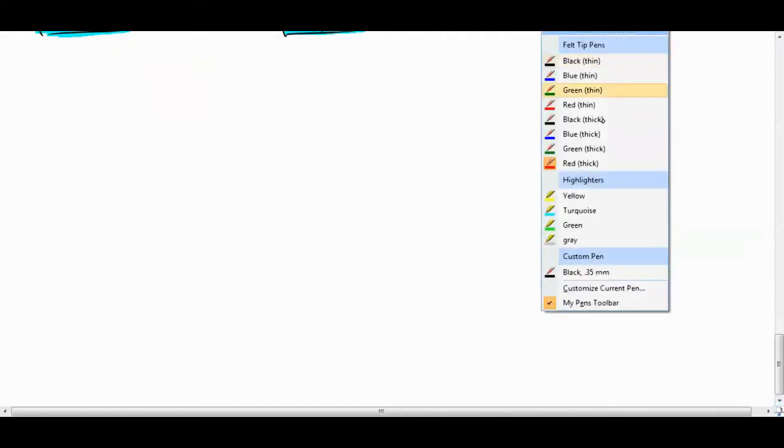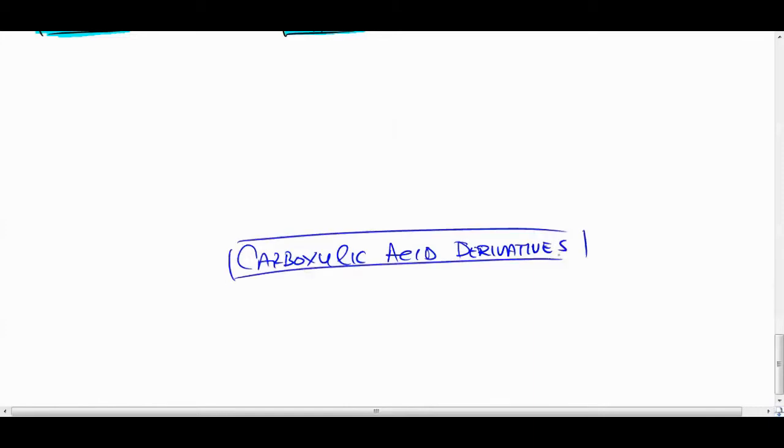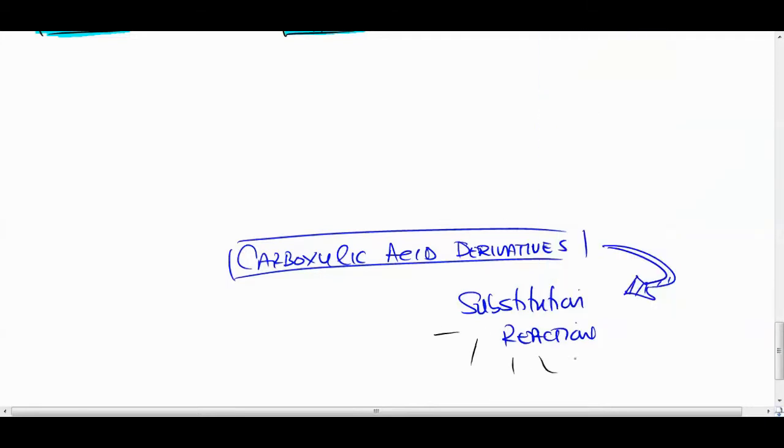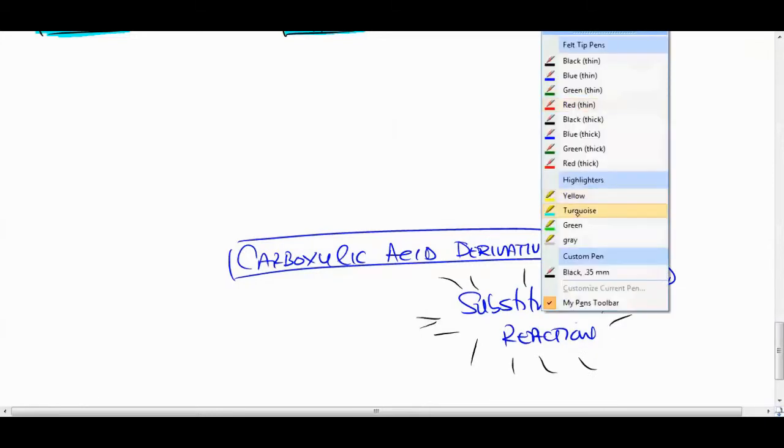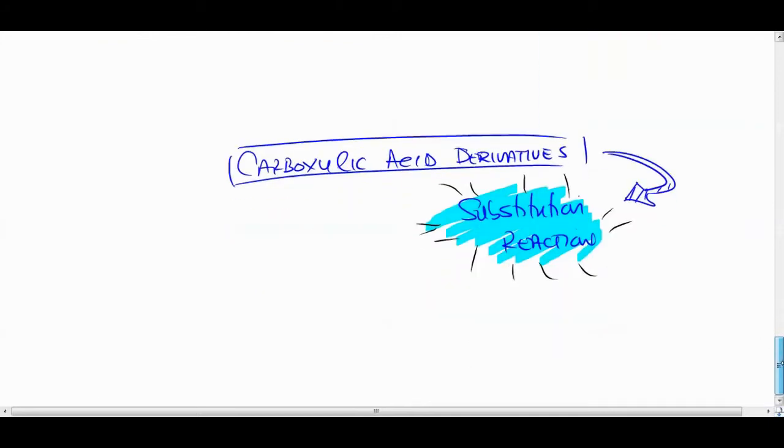So we kind of touched on the reaction scheme of the carboxylic acid derivatives. All these guys here are carboxylic acid derivatives: the acid halide, anhydride, ester, amide, and nitrile. They're going to undergo a substitution reaction, and the substitution reaction can occur under two conditions.